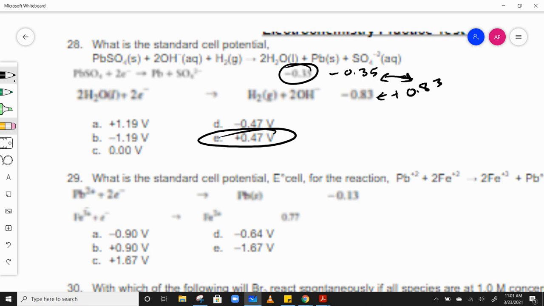Okay, next one. What's the standard potential for this one? So Pb2+, that we keep, but we have to flip this one. When we flip it, it becomes negative. So negative 0.77, negative 0.13. Add them together, you get negative 0.9, which is A.